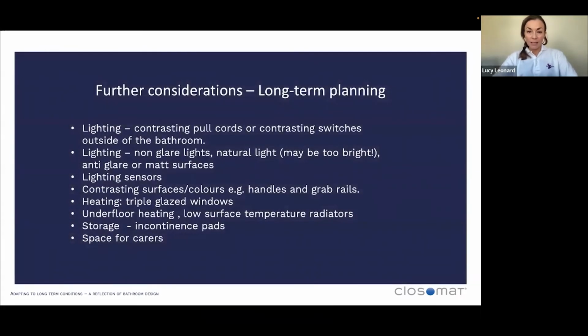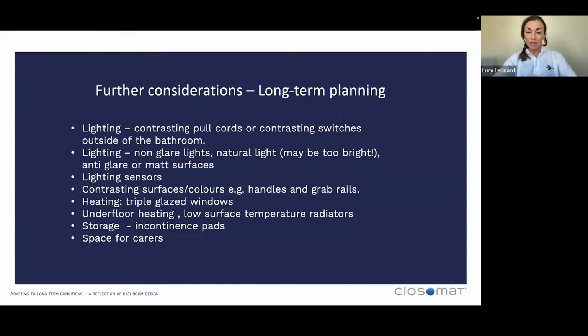So there's other things to consider in terms of bathroom adaptations over time. And there's far too much to cover here. I'm literally just giving you an overview, but we also need to think about things like lighting. If somebody's eyesight might deteriorate over time, so contrasting switches, non-glare lights. Think about natural light, which isn't always a good thing if it's a south-facing room, because it can sometimes be too bright. Can you have lighting sensors that come on automatically when somebody comes into the room? I've done that with some of my clients who use a wheelchair, and as soon as they go into the bathroom, the lights come on, which has been really helpful.